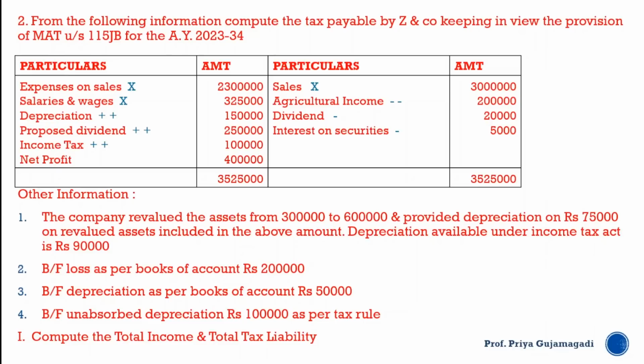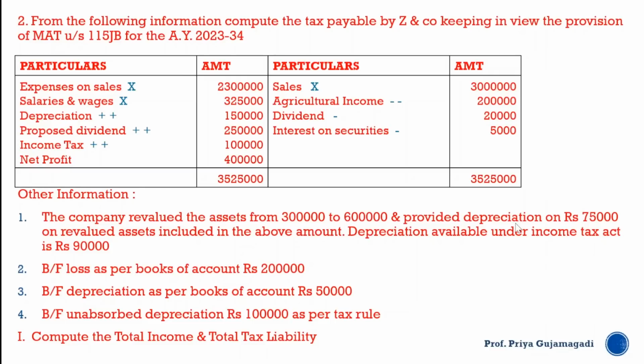Other information. The company revalued the asset from 3 lakh to 6 lakh and provided a depreciation of rupees 75,000 on revalued assets included in the above amount. So the company has revalued the asset. The valuation of the asset was 3 lakh rupees. Now it has become 6 lakh. But they have not given any information relating to withdrawal of reserves. So this is additional information. There is no adjustment relating to this.